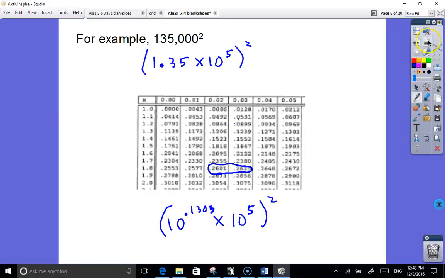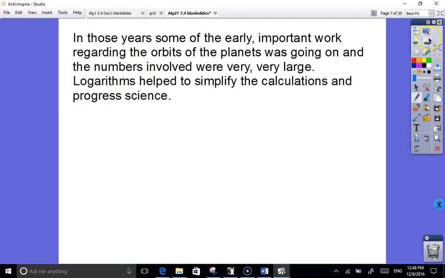Now there's two, when it comes to the bases, whatever the bases are, I'll get to that in the next slide. In those years, if you imagine when those years were, in the early 1600s, that's when they were first starting to do a lot of this important work with the orbit of the planets, and looking at the sun and stars and all that.